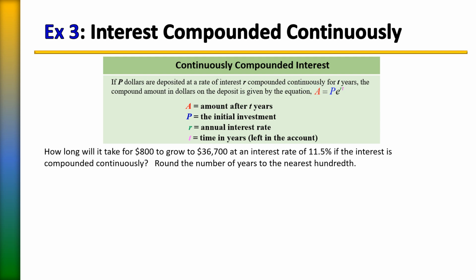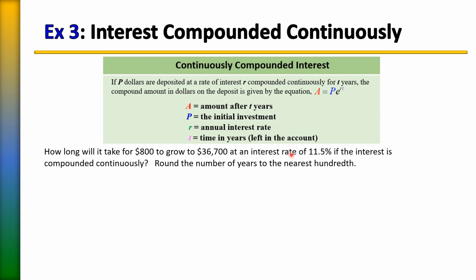Okay, so let's take a look at our PERT formula and recall A is for the amount in the future after a certain amount of years. P is what it is initially, R is your rate, and T is your time. So the future amount, A, we will replace with 36,700. P, the initial amount, what it is right now, is 800.